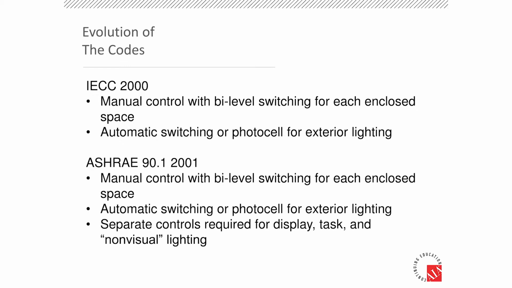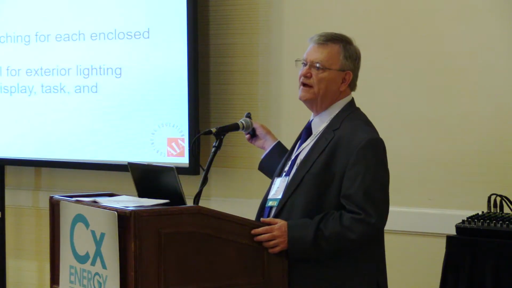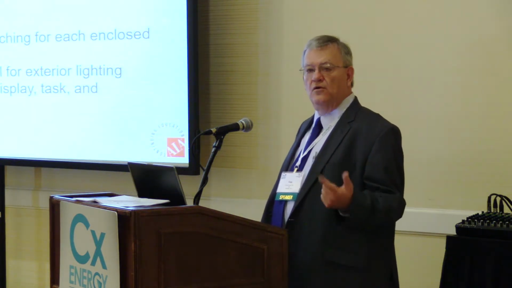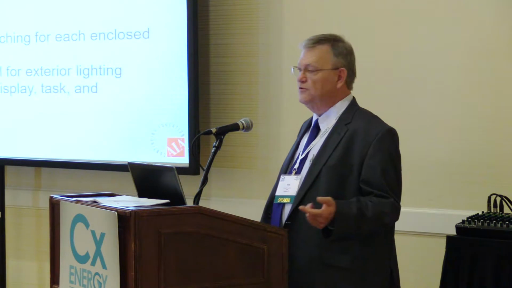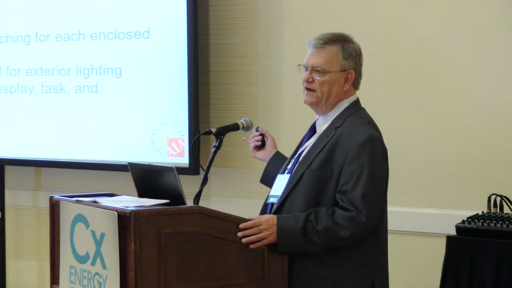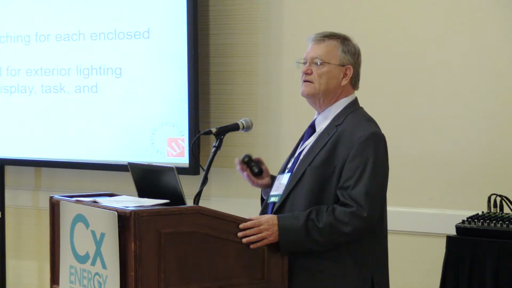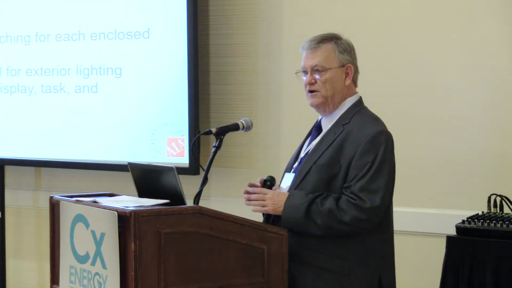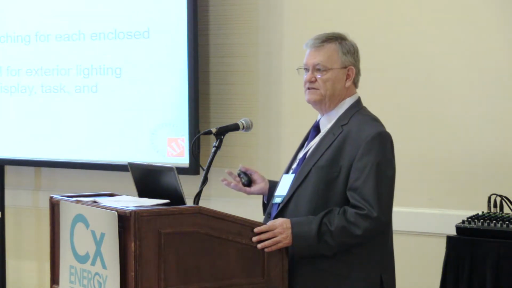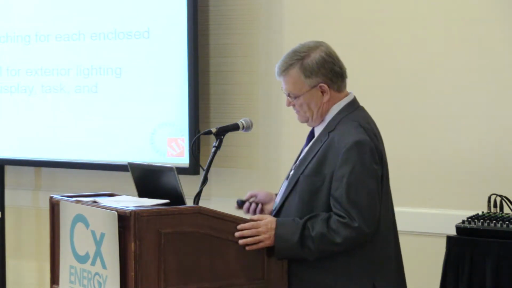90.1 had the same requirement for bi-level switching in each controlled space, automatic photocells. It also had a requirement for separate controls for display, task, and non-visual lighting. Non-visual means for plant growth or for heating foods, keeping food warm. But all the codes love task lighting because that's a way to focus light, generally with a small fixture, onto a specific task and not have to illuminate an entire space that may not even be in use at the time.